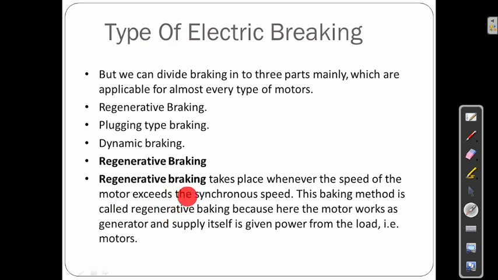Here, regenerative braking. What is regenerative braking? It takes place whenever the speed of the motor exceeds the synchronous speed. That is the main thing. If the speed of the motor exceeds the synchronous speed, then regenerative braking is used. This braking method is called regenerative braking because here the motor works as a generator and the supply itself is given power from the load, that is the motor.